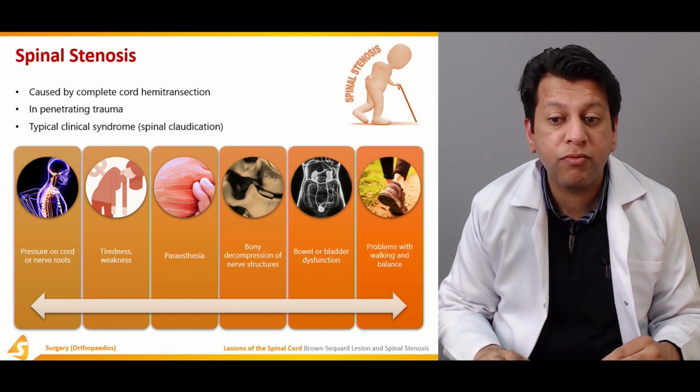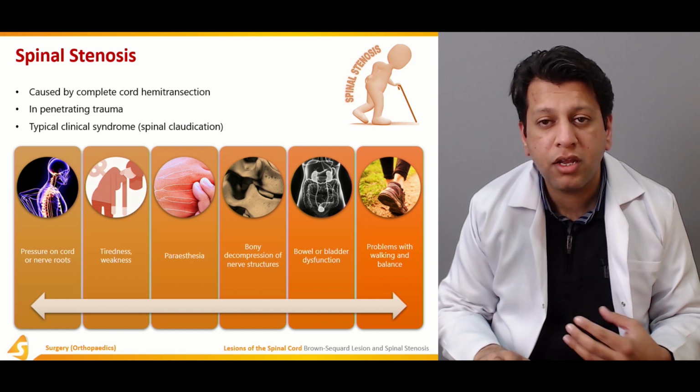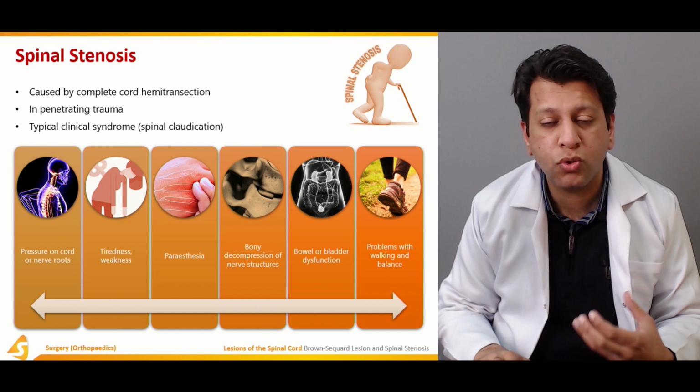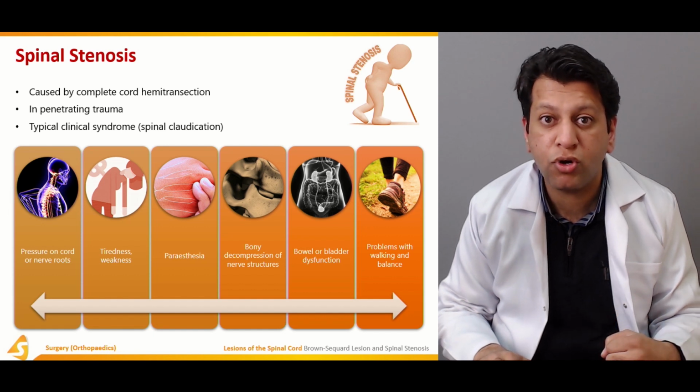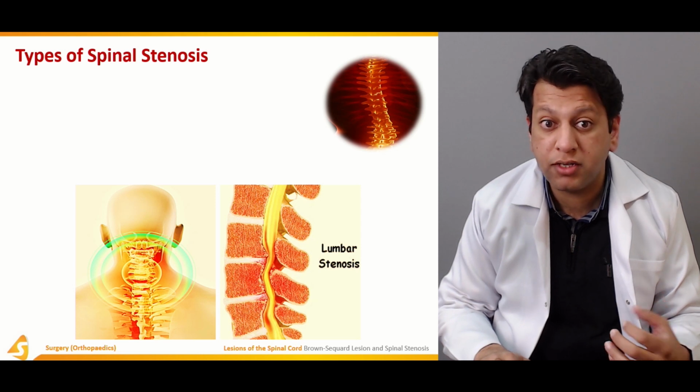There could be problems with walking and balance. Why? Because of the myelopathy, they are unable to maintain muscular tone and posture, so they are unable to walk properly at times. So what are the different types of spinal stenosis?